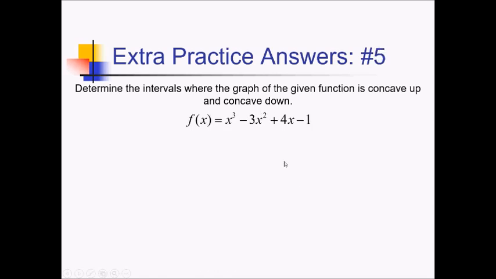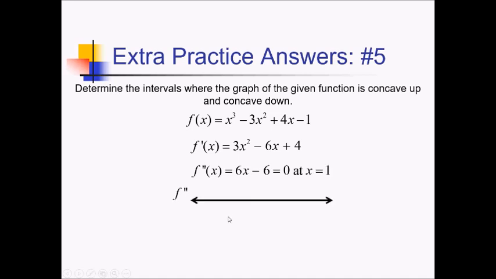To figure out concavity for this polynomial, I need the second derivative. So first derivative, we've got 3x squared minus 6x plus 4. Second derivative, using the power rule one more time, that'll be 6x minus 6. And now I need critical values and sign analysis. So setting this equal to 0, adding 6, dividing by 6, we see that x equals 1.